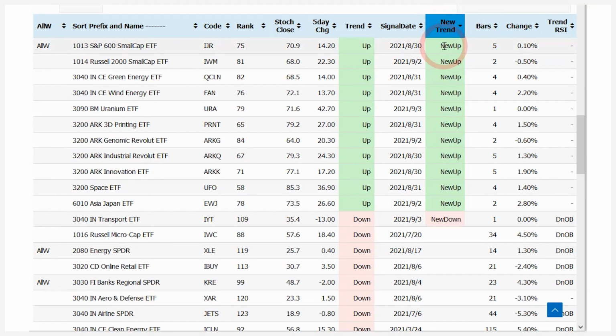And so if I click that, I can see the new uptrends that have emerged over the past 5 trading days, bars here. And if we look over on the left, we can see small caps triggered bullish in the past week. We got green energy, wind energy, uranium. Look at that, 4 ARC ETFs, the space ETF, Japan had a huge move, and the new downtrend is a transport ETF. So I follow these trend signals, and I also look for overbought and oversold conditions within these trends as opportunities to partake within that trend.